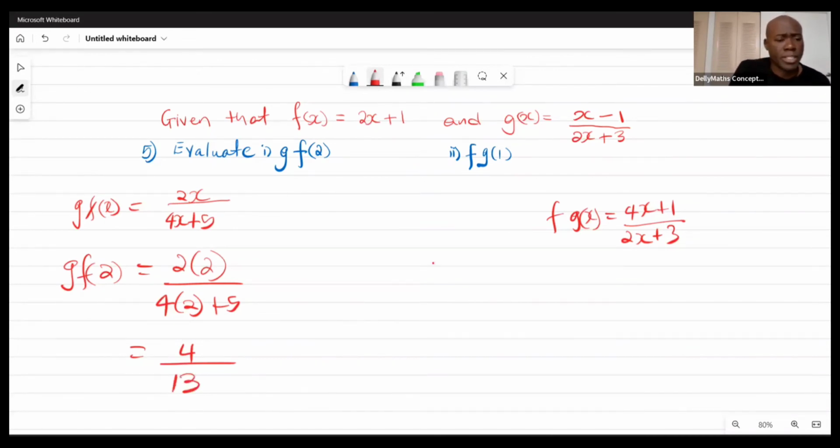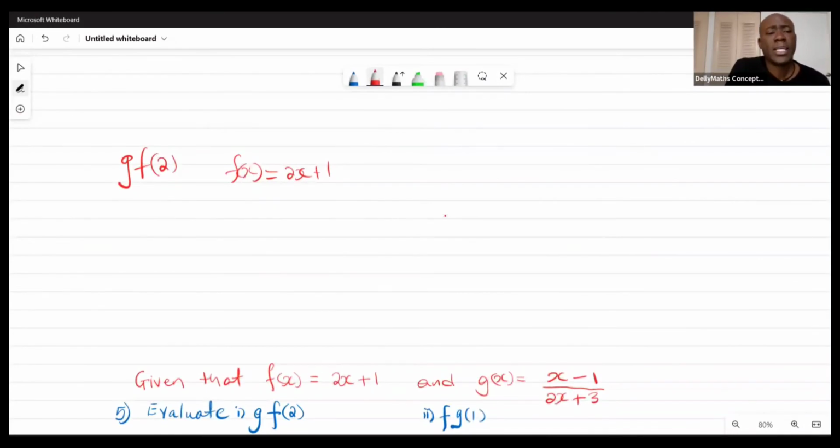So in other words then, we're saying that g of f of 2 is actually 4 over 13. Now let us look at doing this another way. We actually can find g of f of 2 by approaching it this way. We're going to go backwards. So we're going to evaluate f of 2 first. And anything that I get out, I'm going to plug that into the g function.